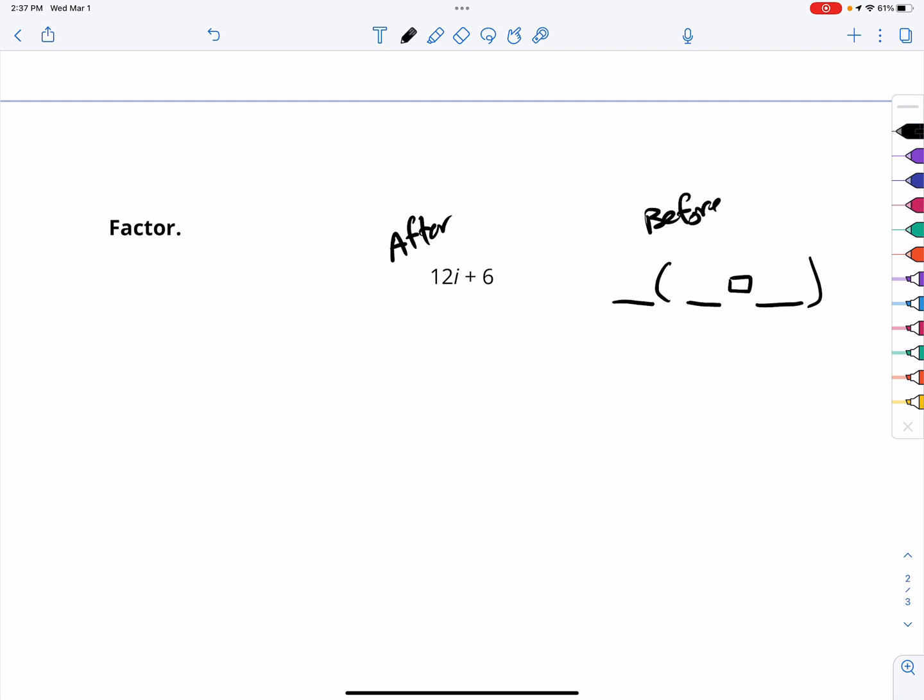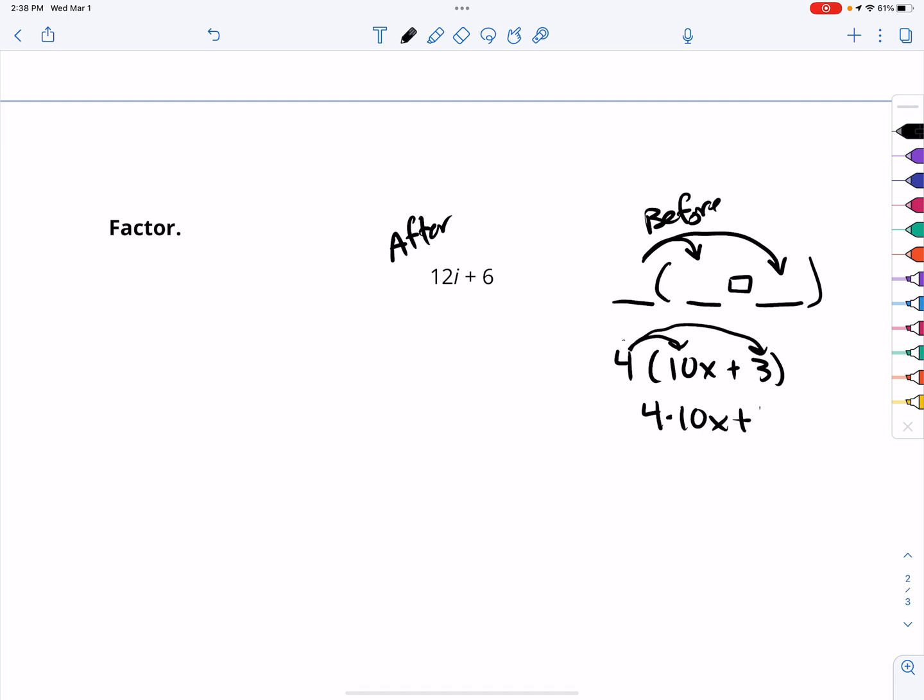If you remember, when we distributed, we took this term and we multiplied it times that number, and then we multiplied it times this number. So for example, if this was 4 times 10x plus 3, we would do 4 times 10x plus 4 times 3, and that got us 40x plus 12. So now we are going to be starting at this point, and we're going to be looking for what it was before the distribution. Let me quickly shrink that out of the way.